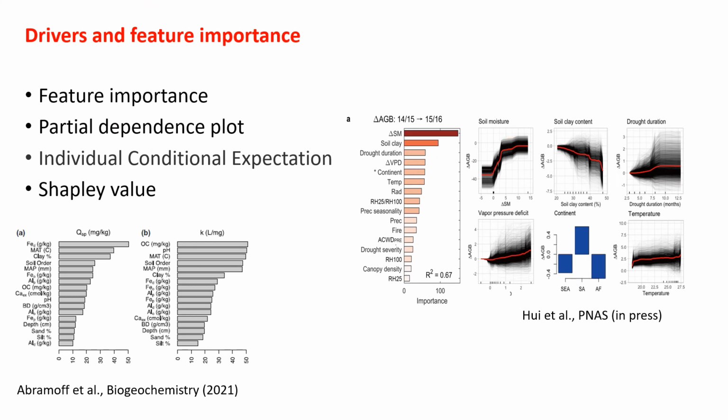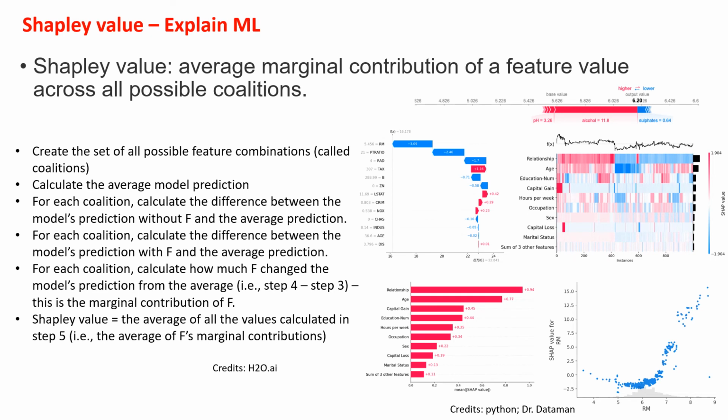Another very handy metric is the Shapley value. Shapley value helps to move machine learning from a black box to being explainable. It is a concept borrowed from cooperative game theory. It is a very common and powerful metric that is agnostic to specific machine learning algorithms. By definition, the Shapley value is the average marginal contribution of a feature value across all possible coalitions. It may be a little bit abstract. Let me give you an example.